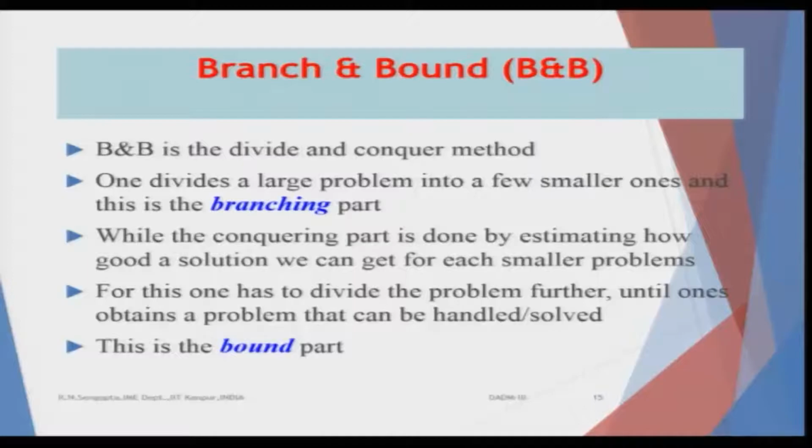So, let me again read it. One divides the last problem into a few smaller ones, and this is the branching part, while the conquering part is done by estimating how good a solution we can get for each smaller problem and then eliminating and considering the ones which are feasible. So, we will eliminate those which are infeasible, consider only those which are feasible, and obviously we will try to reach the optimal solutions.